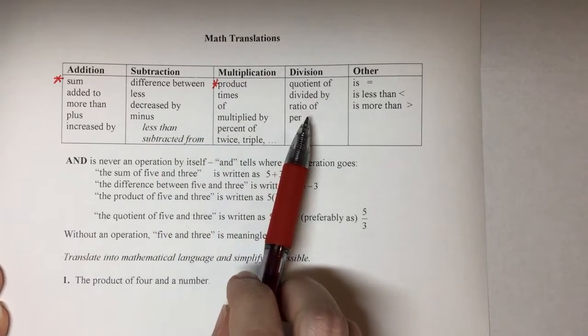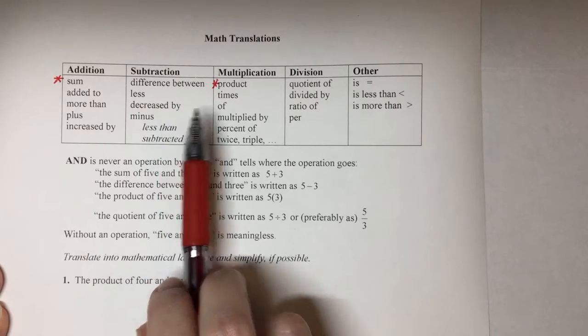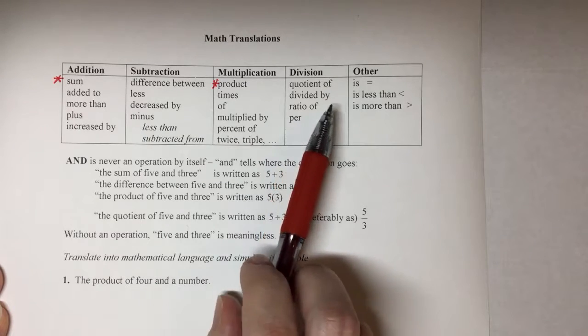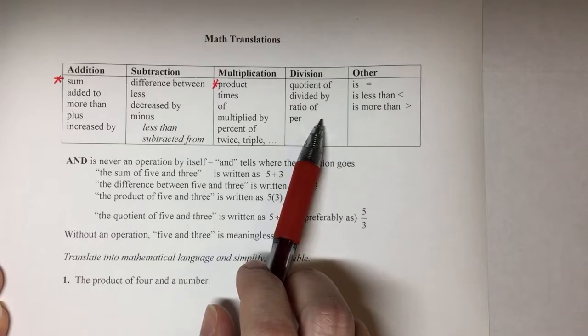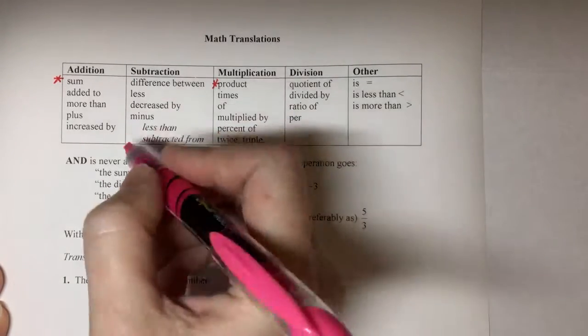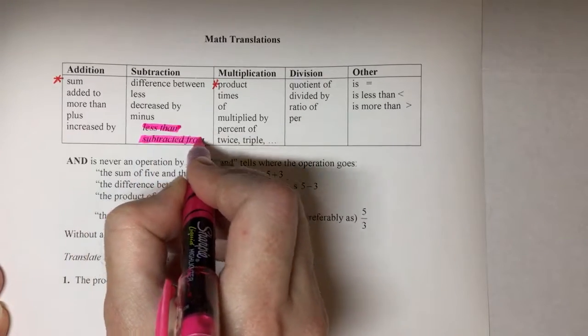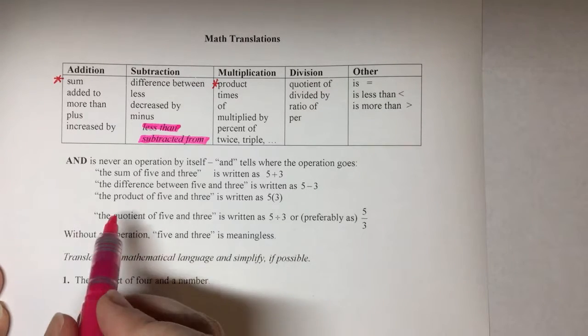But subtraction and division do not have the commutative property. Order matters. 5 minus 3 and 3 minus 5 are two very different numbers. So order does matter with subtraction and with division. The good news with division is that these will always be given to you in the correct order. With subtraction, less than and subtracted from reverse the order. So that'll be something to be careful of.